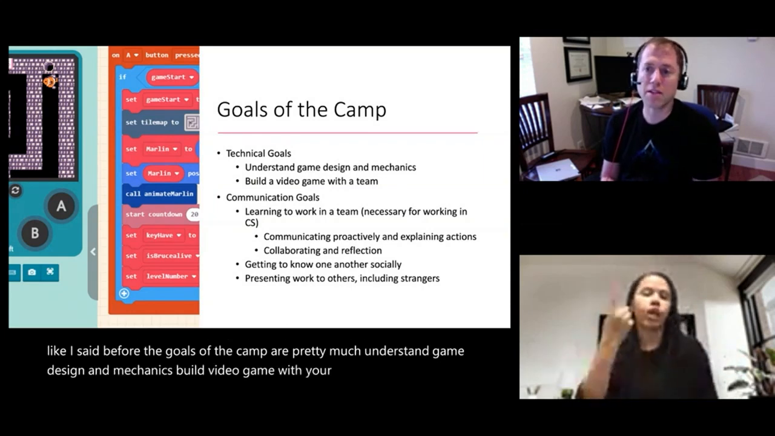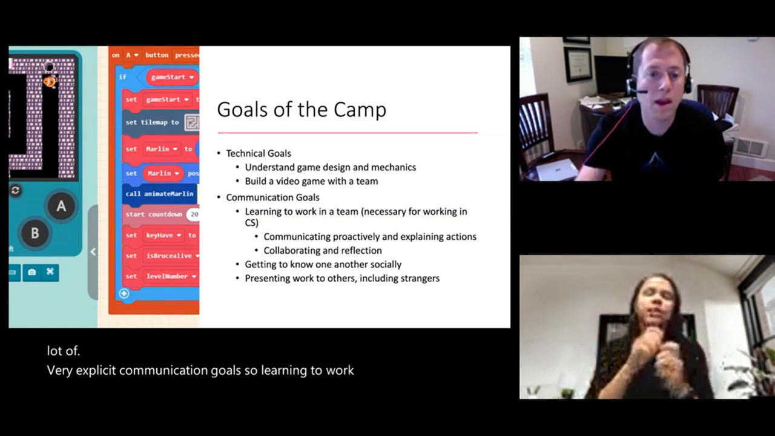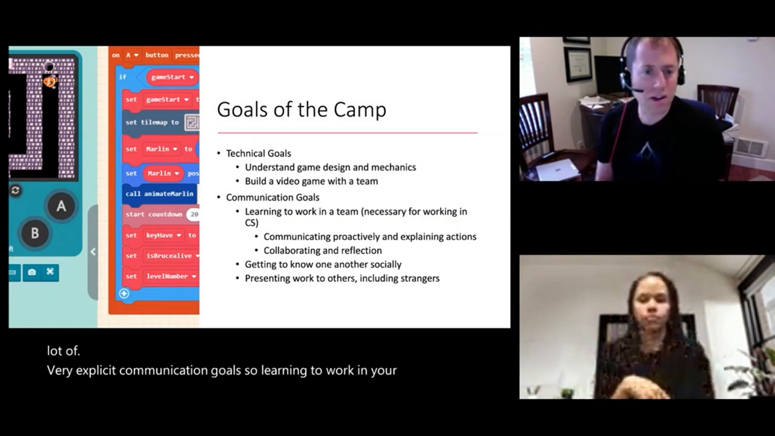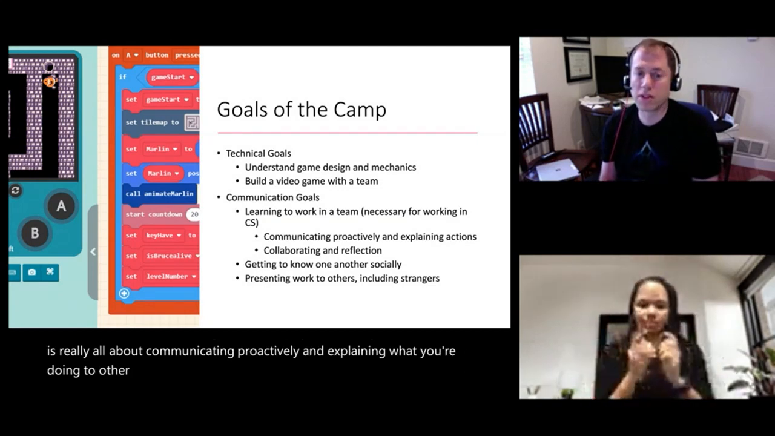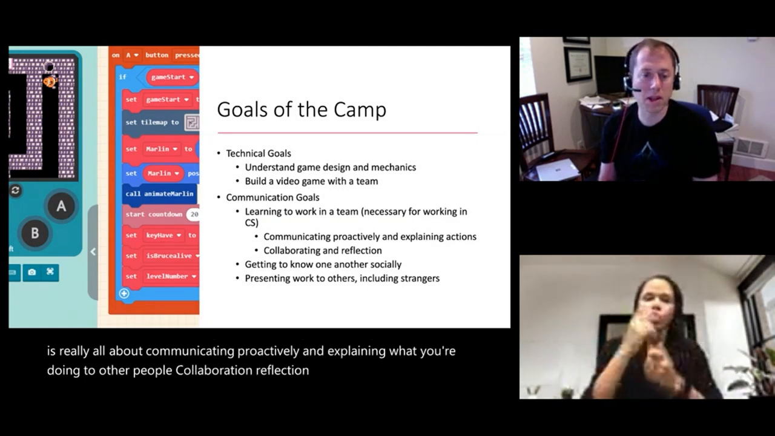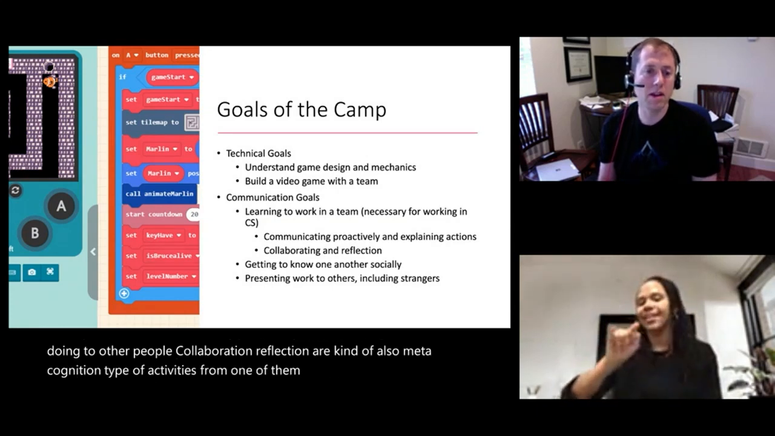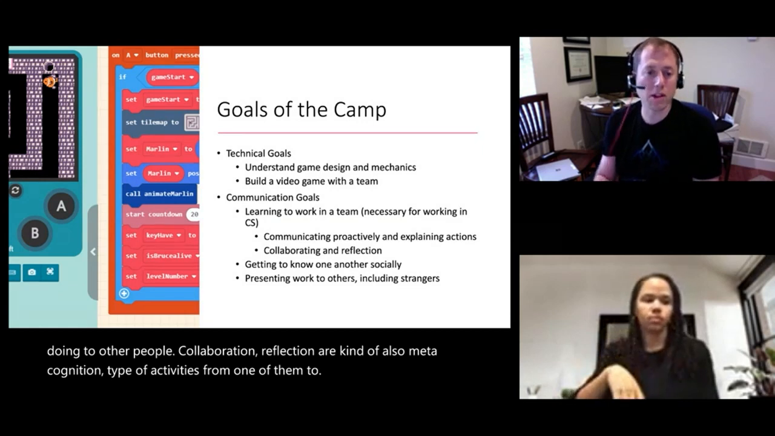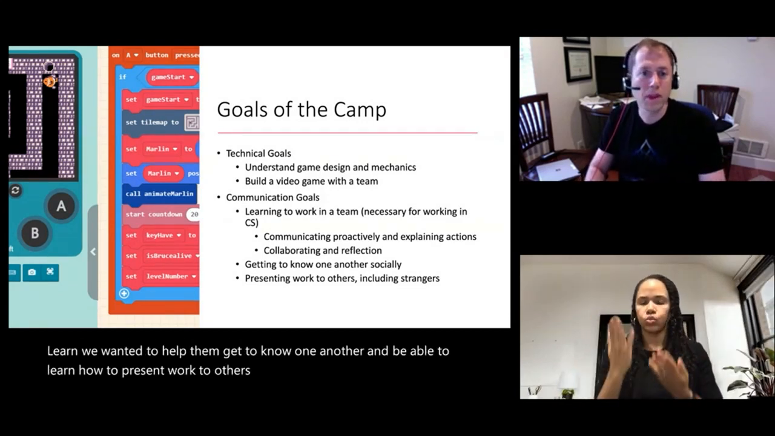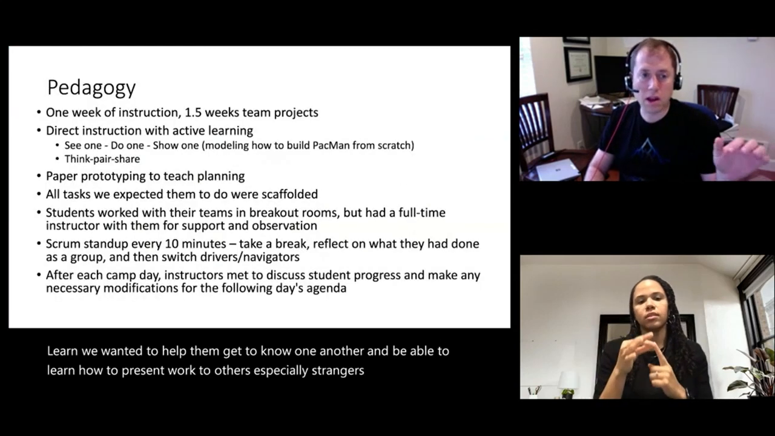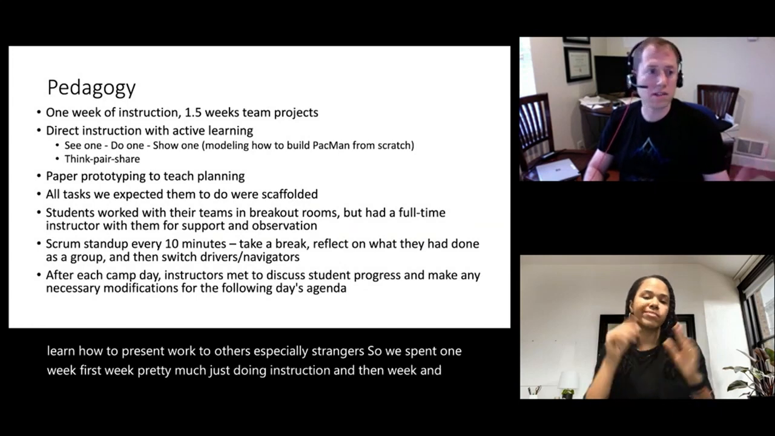And then we had a lot of very explicit communication goals. So learning to work in your team, which is really all about communicating proactively and explaining what you're doing to other people. Collaboration and reflection are also metacognition type of activities we wanted them to learn. We wanted to help them get to know one another and learn how to present work to others, especially strangers. So we spent the first week pretty much just doing instruction, and then a week and a half with team projects.